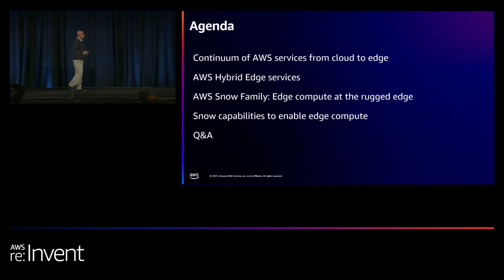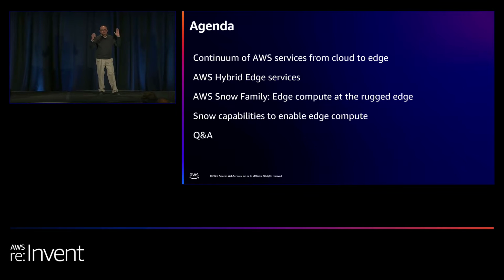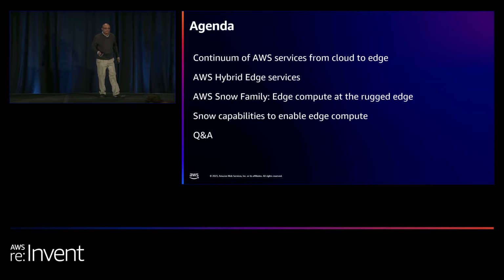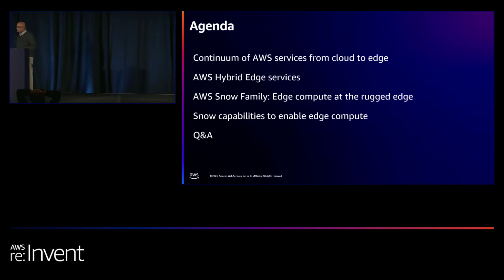So a quick rundown of the agenda for today. We're going to first cover the continuum of AWS services, what we call the close edge and far edge. Then we'll double-click into some of the services, like Local Zones and Wavelength. And then Ramesh is going to come up and talk about the Snow family of services and the capabilities for edge compute.